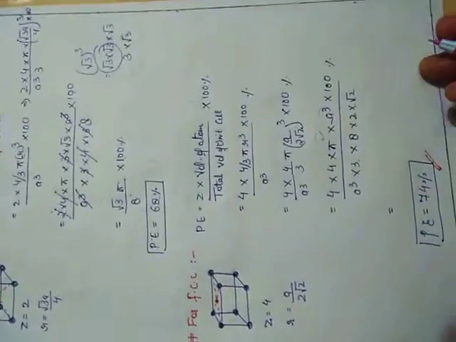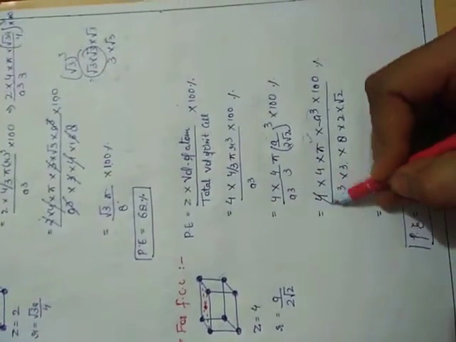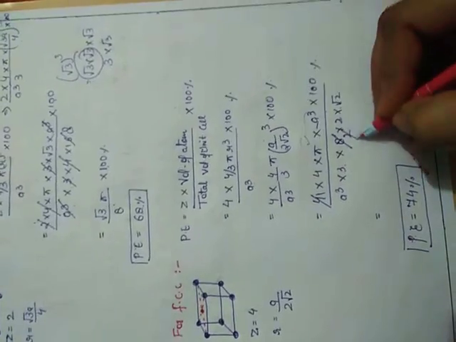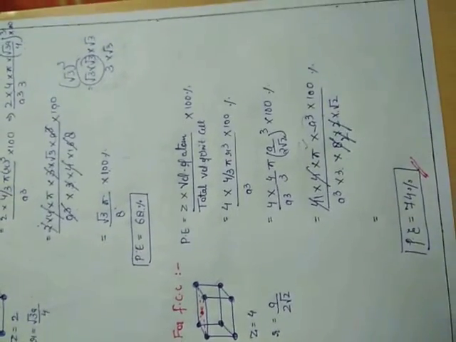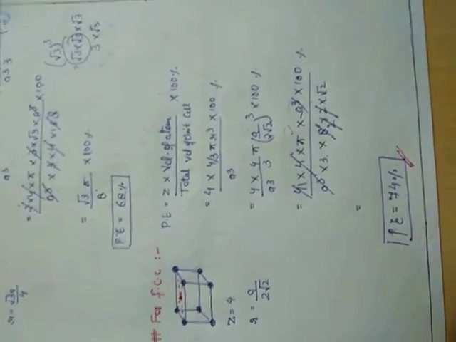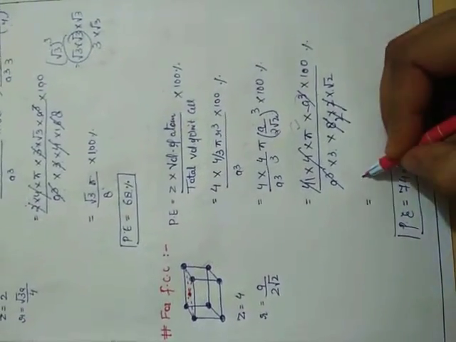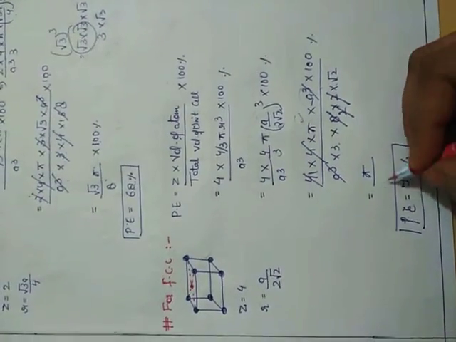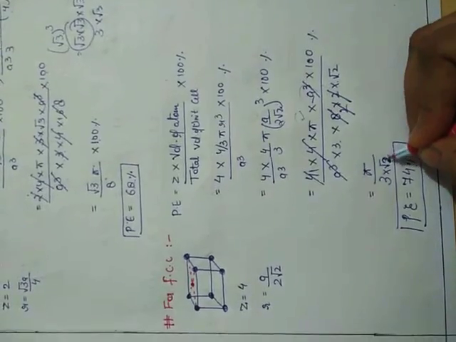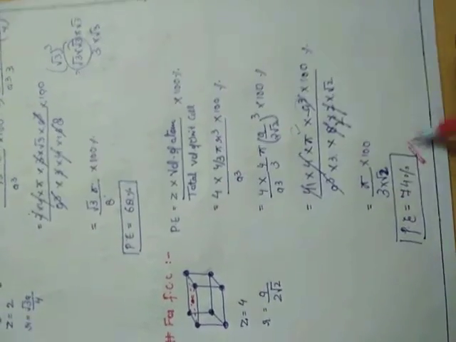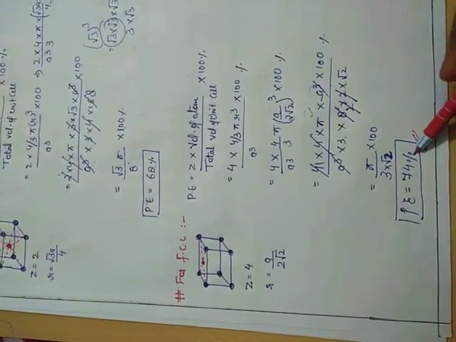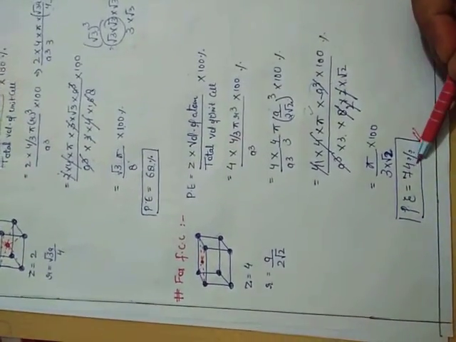Okay, so let's see which values are getting cancelled. 4 and 8: this is 1, this is 2. 2 and 2 make 4, which will cut the 4. a cube will cancel a cube. So finally we will get pi upon 3 into √2, into 100%. If you calculate this, you will get 74%. So the packing efficiency for FCC is 74%.